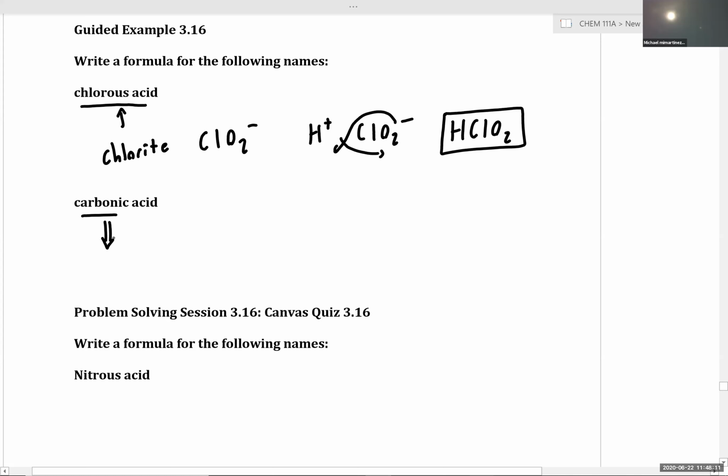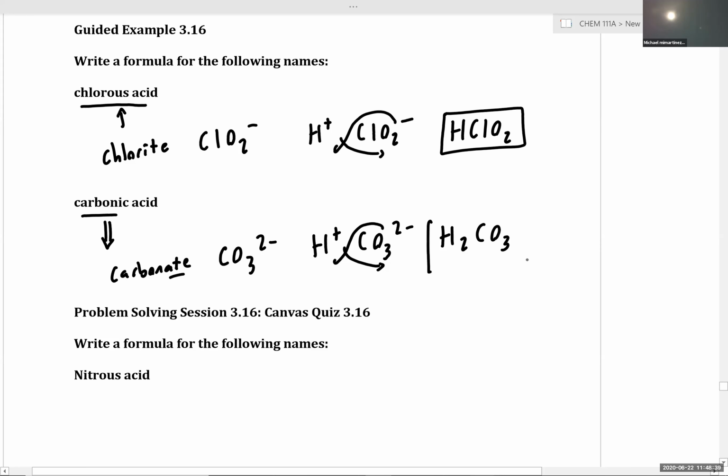Let's look at another example. Carbonic acid, IC is traced back to ATE. So carbonic acid is derived from carbonate, which is CO3 2 minus. To obtain the formula of carbonic acid, we write the charges of each of our ions, and then we cross the charges into the subscripts. That in turn gives us H2CO3. Again, just remember to get the formula, you write the charge of each of your ions, and then you cross the charges.